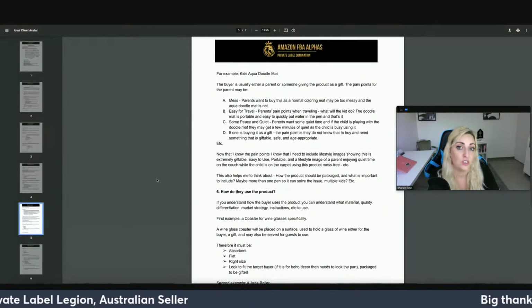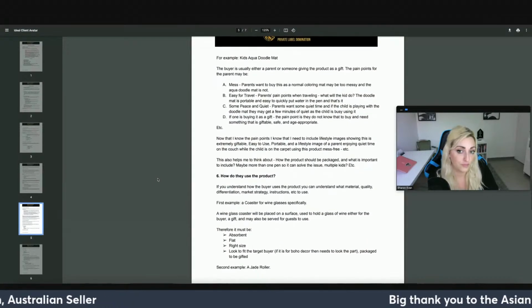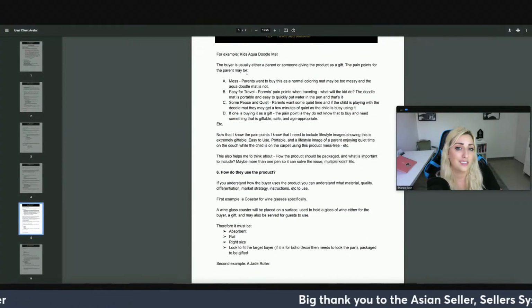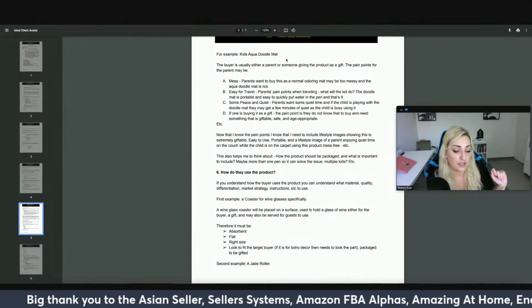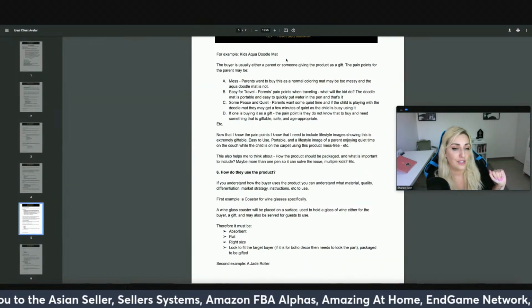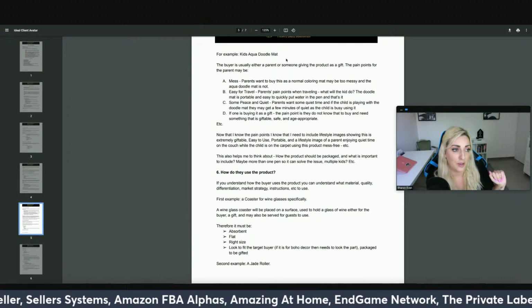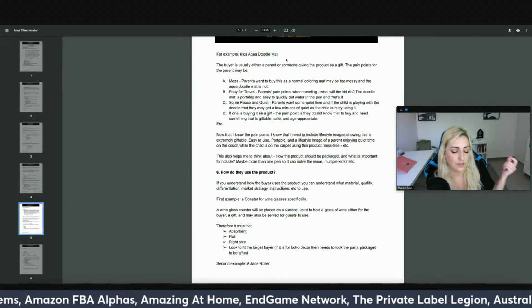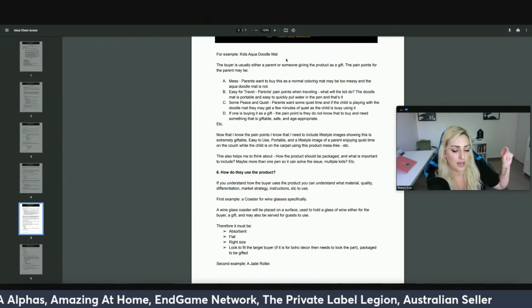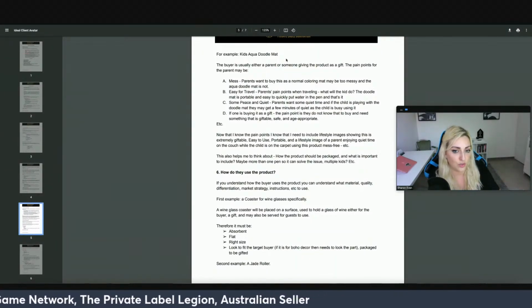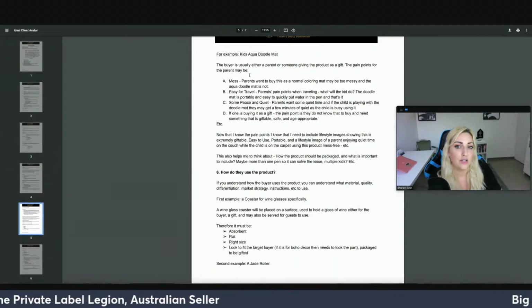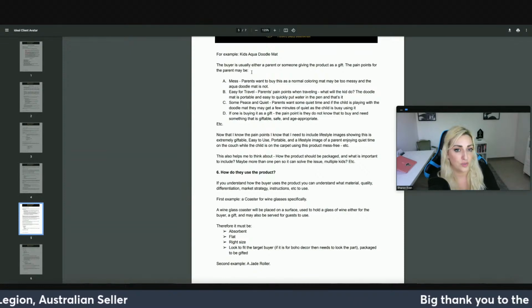So for example, kids aqua doodle mat. Okay, it's basically like this mat, a very saturated product, that kids can, they have like these pens, and they put the pen in like water, and then they draw on this mat, and then suddenly you see what they've drawn. The buyer is usually either a parent or someone that's giving this product as a gift.